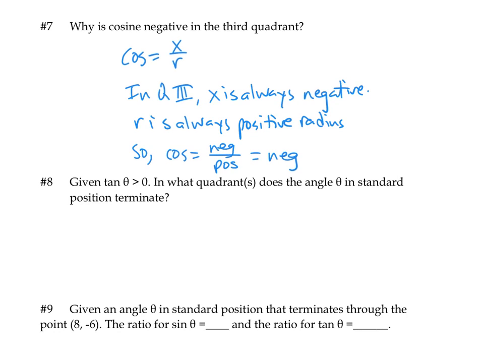So the things I was looking for there was to say that cosine was the ratio of x to r, x over r, and that x is always negative, r is always positive. So depending on how you might have had that worded, but those were the key things I was looking for in your answer for that. Some people maybe talked about x being negative, never said anything about r, or maybe said x was negative, r was positive, but didn't say that cosine was the ratio of those two things.